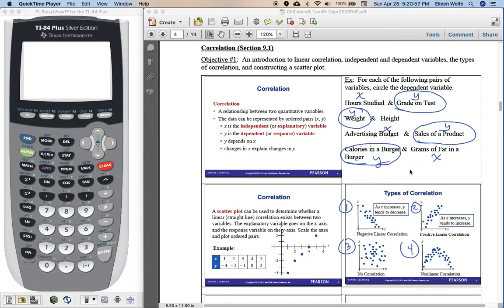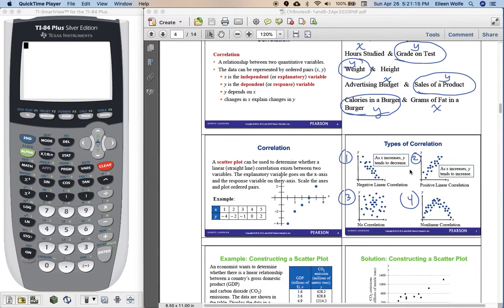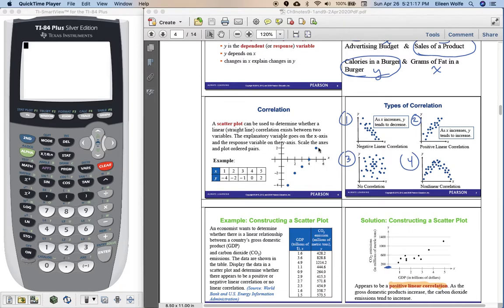Now, just FYI, there could be relationships where we don't really care which one's X and which one's Y. An example might be SAT scores. So if we put your math and verbal score as an ordered pair, we might not really care which one we call X and which one we call Y, because there isn't necessarily a predictive relationship there.